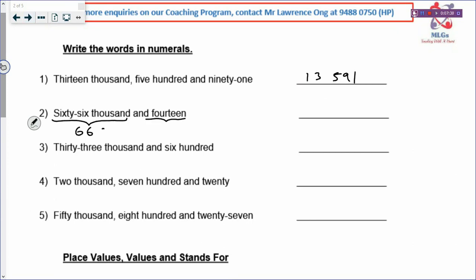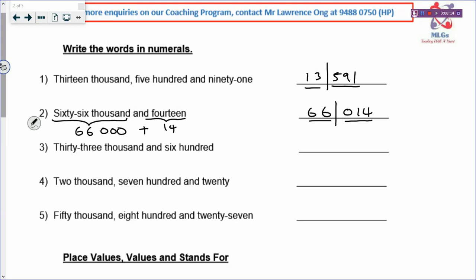So you have 66,000, and then there's a 14. Then you just add them together. So you do your working, you add them together, you will get 66,014. Now when you write the numeral, I think it's good if you can leave a little spacing in between the two groups. Then it looks a bit nicer, like 13,591. So leave a little gap in between, so that you have two clear groups. 13,000, there's a 13 there, and then the second group is 591.